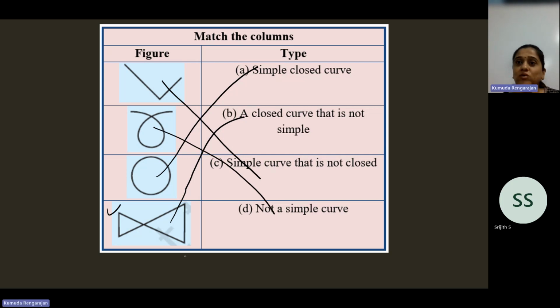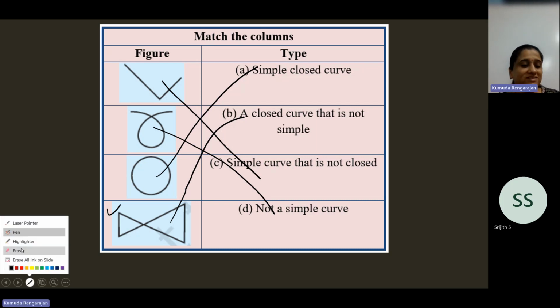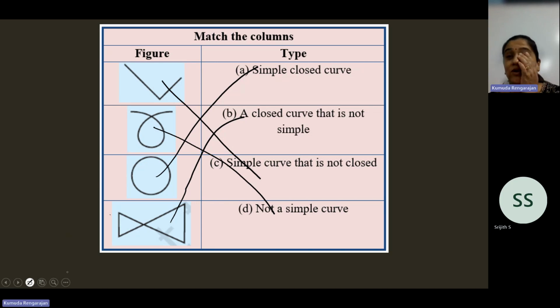How did you get 4 on 4? Srijit, what's your score? Ma'am, 4 and 4, ma'am. Very good. Dhanvan also here. Very good.